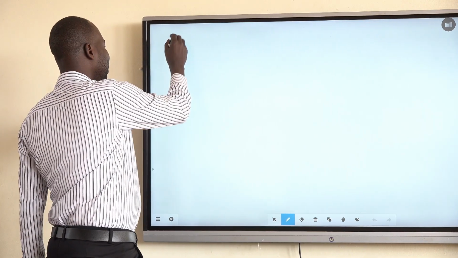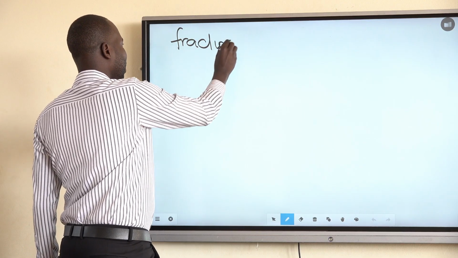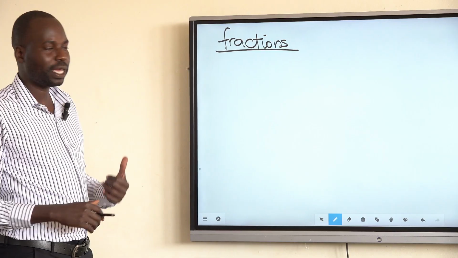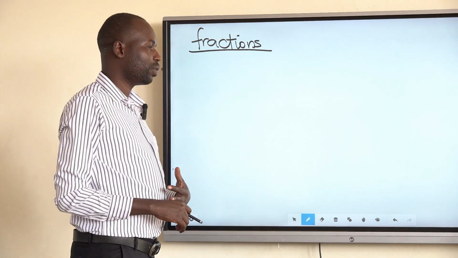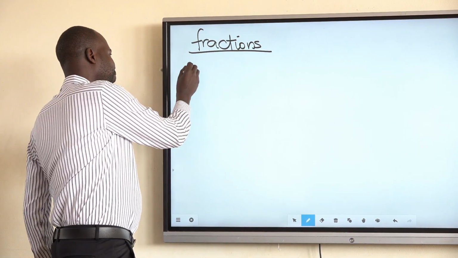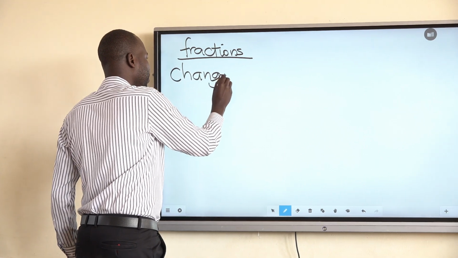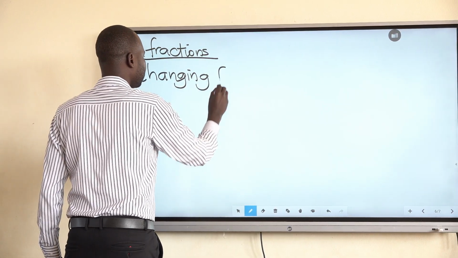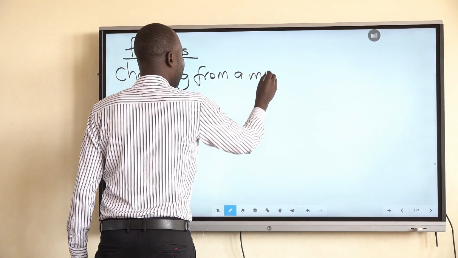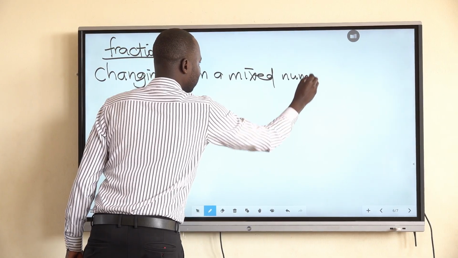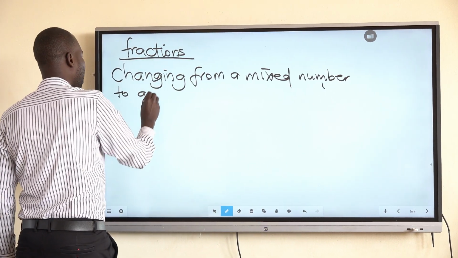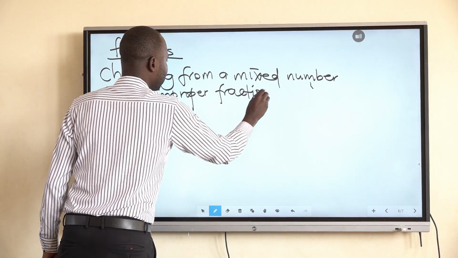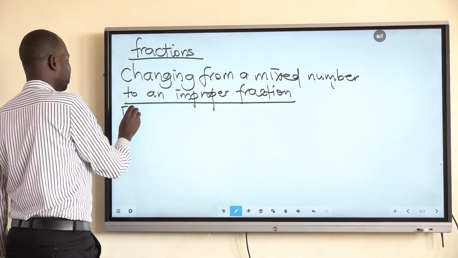In our previous lesson, we learnt about fractions and we moved as far as changing from an improper fraction to a mixed number, and that's where we ended last time. Now for this one, we are going to do the vice versa, changing from a mixed number to an improper fraction. Quickly here we shall go through the examples.